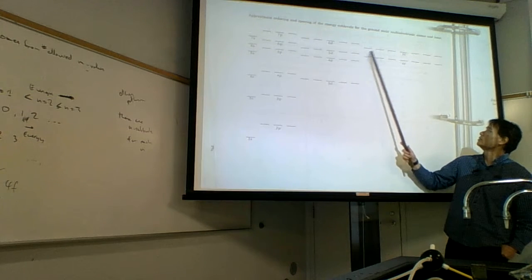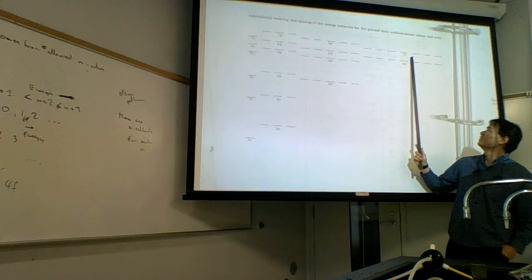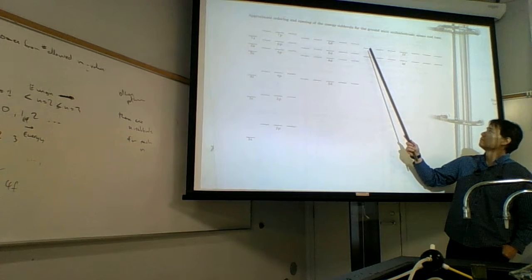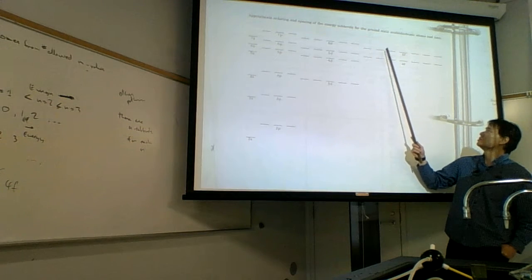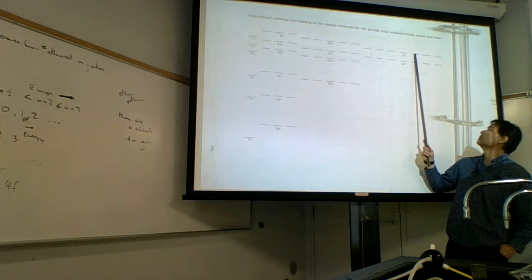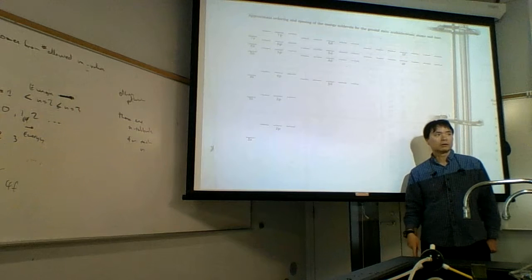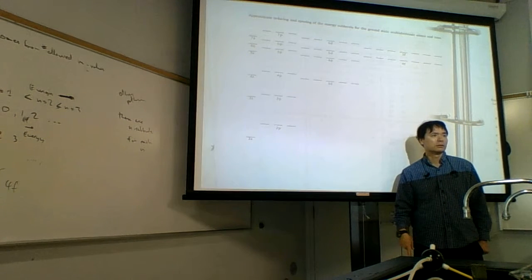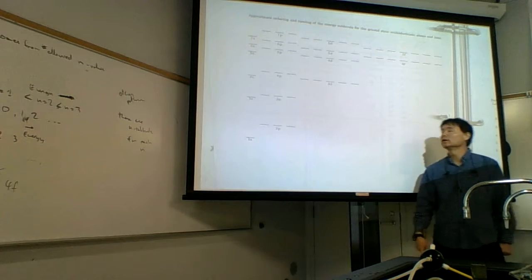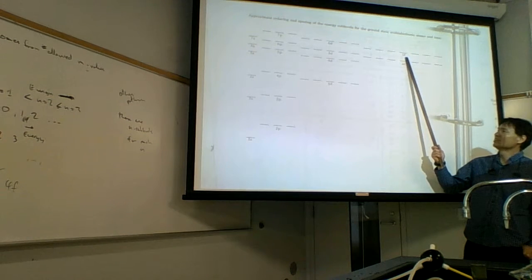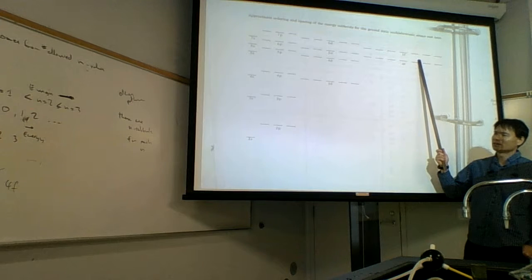When n equals 5, then l equals 3 is allowed. How many orbitals are there? There's minus 3, minus 2, minus 1, 0, plus 1, plus 2, plus 3. There are 7 orbitals. That's for l equals 3. But there's one l value missing. What is that?